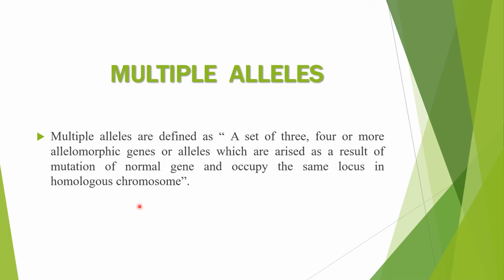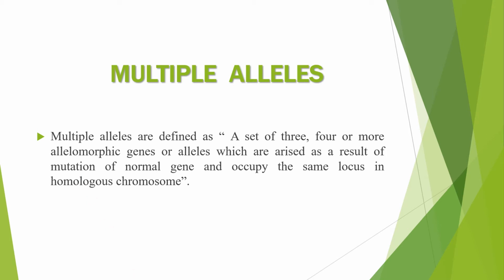So according to the definition, multiple alleles are produced due to mutation taking place in a normal gene, which is also called the wild type gene. Due to the mutation in the normal gene, different forms of alleles are produced. These different forms of alleles are called multiple alleles, and they are present at the same locus in a homologous chromosome.